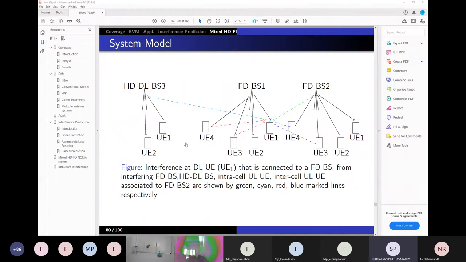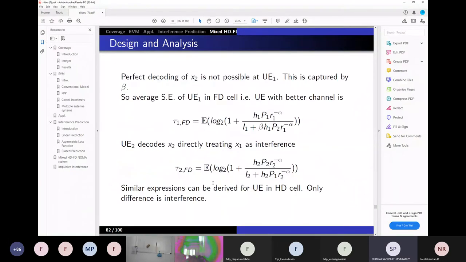Next slide, slide number 82. But perfect decoding of X2 is not possible at UE1, so this is captured by a term called beta. Let's see what the spectral efficiency of UE1 in the full duplex cell will be. Log of 1 plus signal power divided by interference power plus beta into H1 into P2 into R1 power minus alpha. This comes because you cannot do perfect decoding of X2 at UE1. If you do perfect decoding of X2, beta will be 0 and the term itself won't exist.